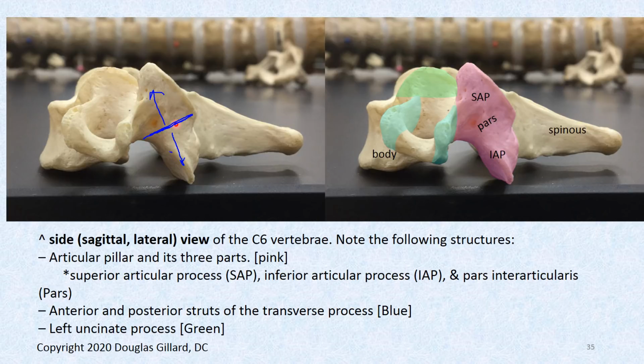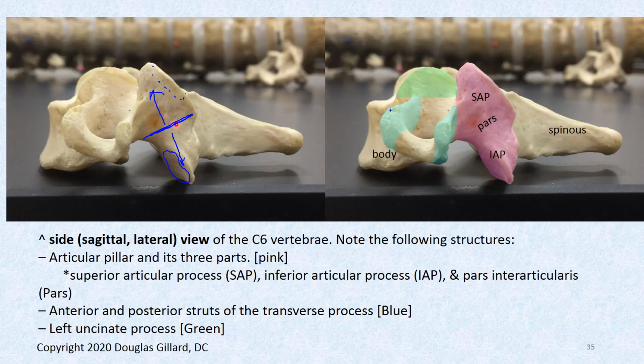We can see a little pad right here. In the living, there's a pad of hyaline cartilage here, and that's articular cartilage. So that's called the facet of the inferior articular process, or you could call it inferior articular facet, I guess, too. The other one is hidden on the back side. It would be over here, but those are facets. Those are your Z joints. Those are your facet joints.